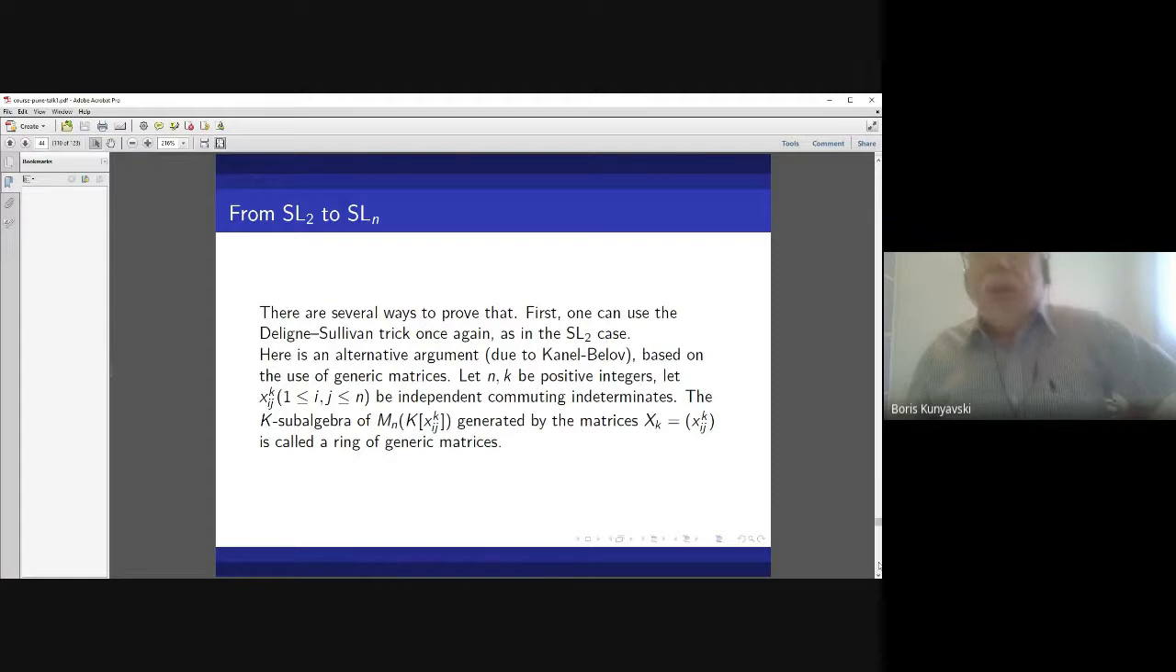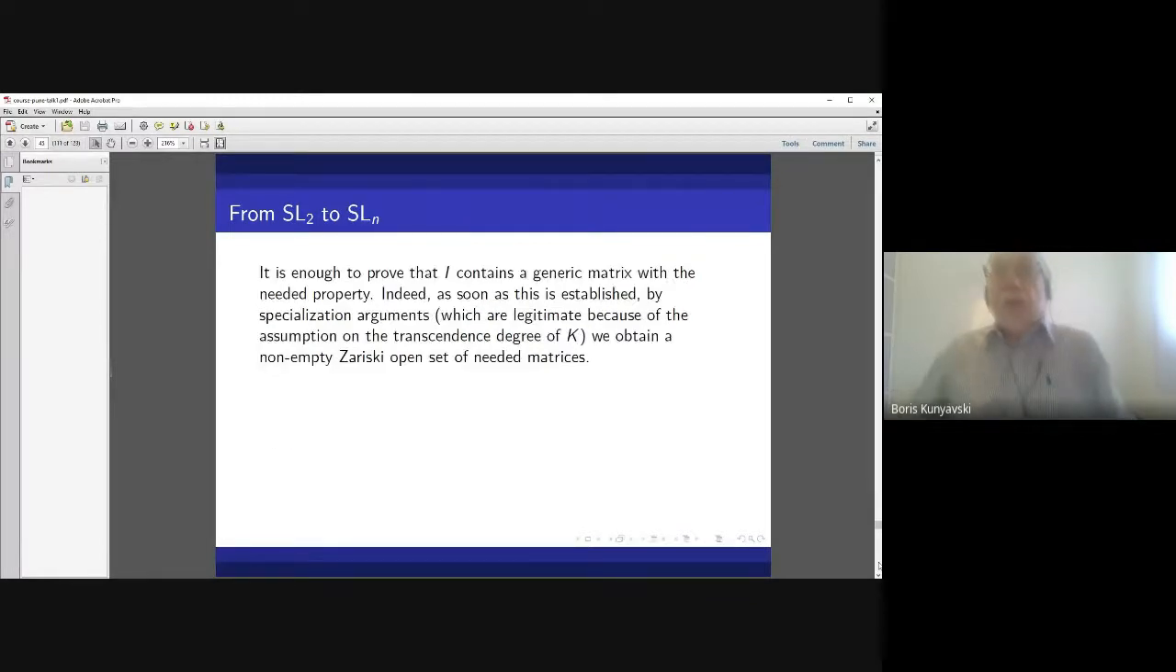So what do I mean? You can consider some independent commuting indeterminates, use them as generators of a polynomial ring, and consider matrices of these indeterminates. That's what is called the ring of generic matrices, an invention of Shimshon Amitzur. And it's enough to prove that the image contains a generic matrix with the needed property. None of the eigenvalues is 1.